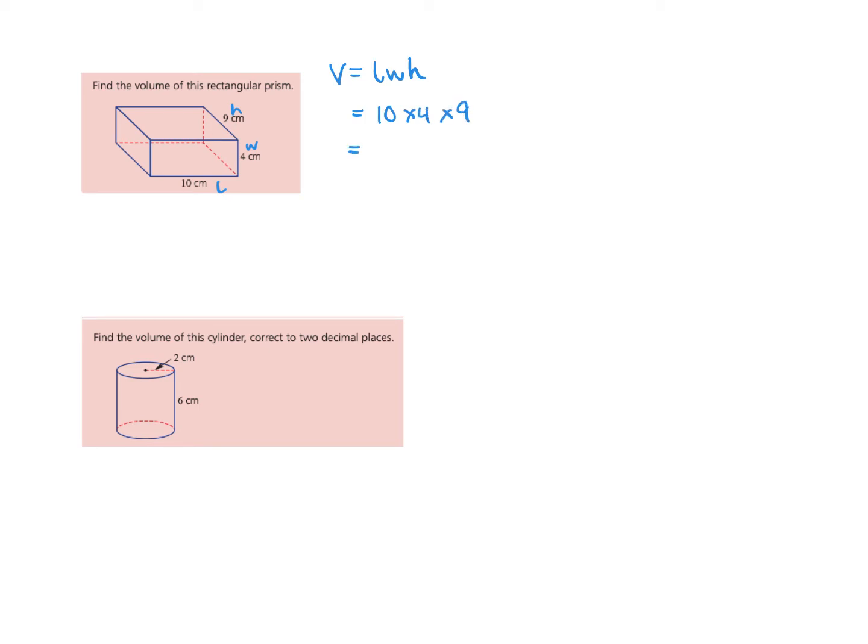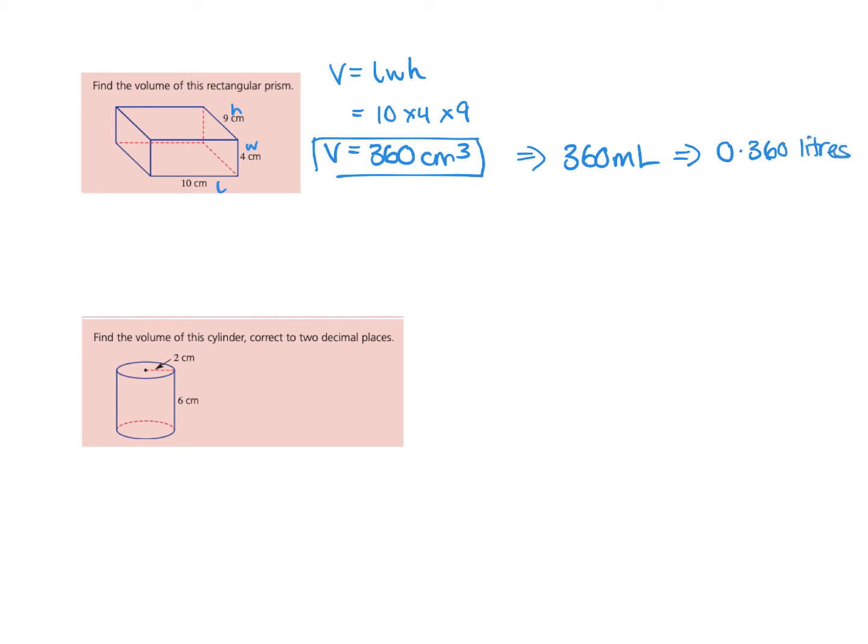So that one would be 360. What's the units? Good. Okay. If I wanted to change that to mils, say it was a little container, what would that be? 360 mil. Good, because 1 centimetre cubed equals 1 mil. If I wanted to change it to litres, you divide by 1,000, so it'd be 0.360 litres, just to help you. So if you want to go from mils to litres, divide by 1,000.